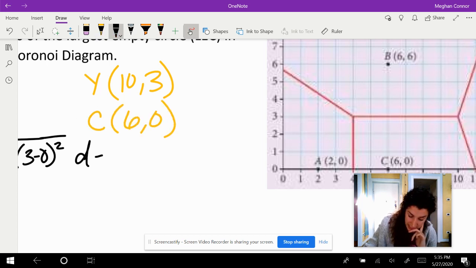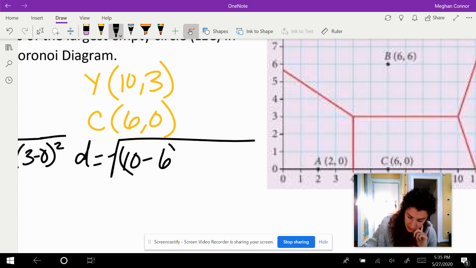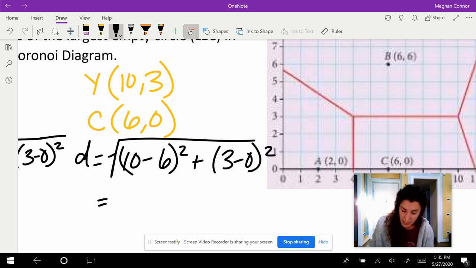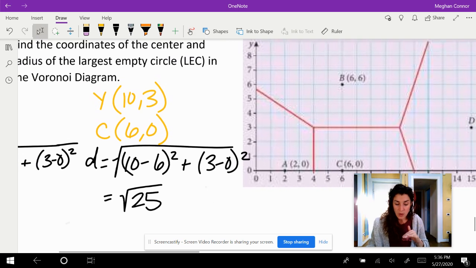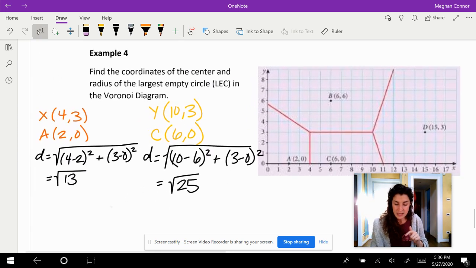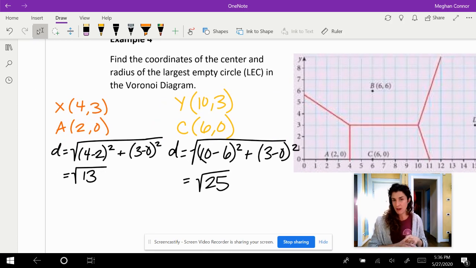So then the distance there is 10 minus 6 squared plus 3 minus 0 squared. 10 minus 6 is 4, squared is 16, plus 9, which is the square root of 25, which, yes, is 5, but I'm going to leave it as that for right now because it's easier to compare the square root of 13 and the square root of 25 than it is to compare the square root of 13 to just 5. Here, it's clearly obvious, as it was clearly obvious in the diagram, that Y, that point 10, 3, is going to give us the largest empty circle of this Voronoi diagram.